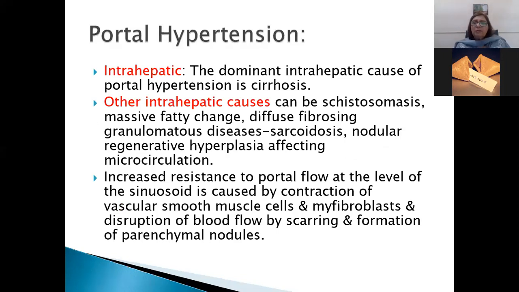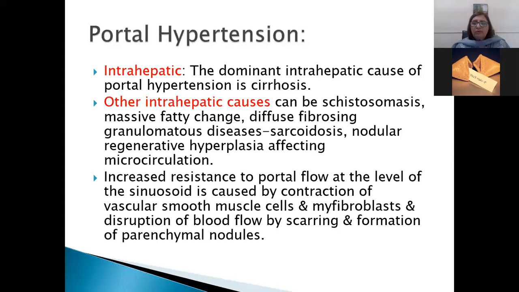The other intrahepatic cause can be schistosomiasis. This is a parasitic infection which can lead to blockage of the portal vein. Massive fatty change can also lead to changes in the portal blood flow. Diffuse fibrosing granulomatous diseases like sarcoidosis, and nodular regenerative hyperplasia affecting microcirculation, can also cause it. So all these can lead to intrahepatic portal hypertension, but the most important is cirrhosis again.